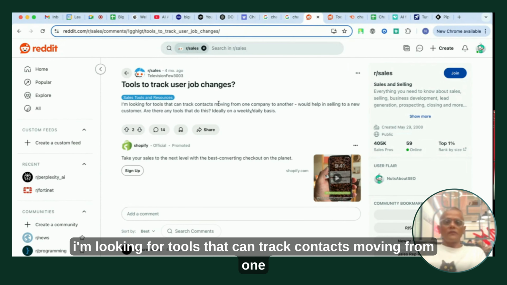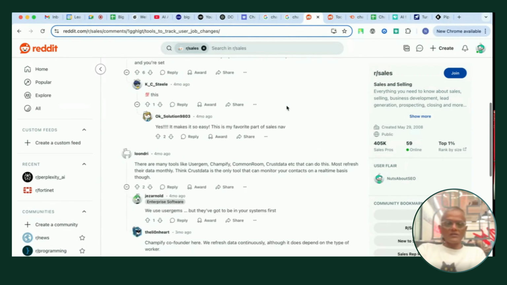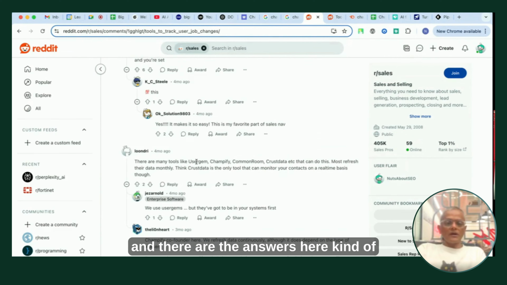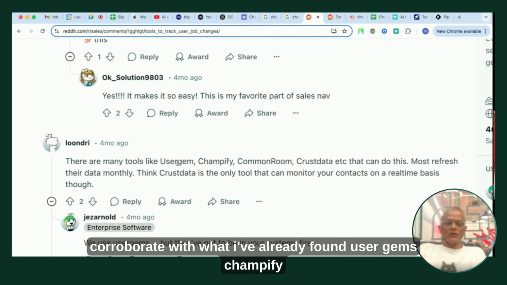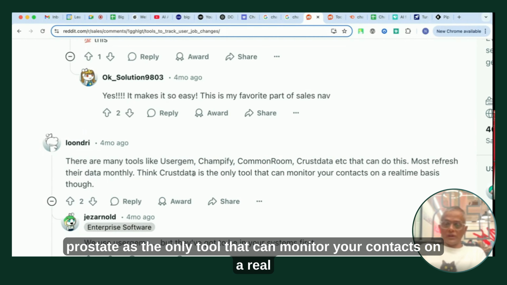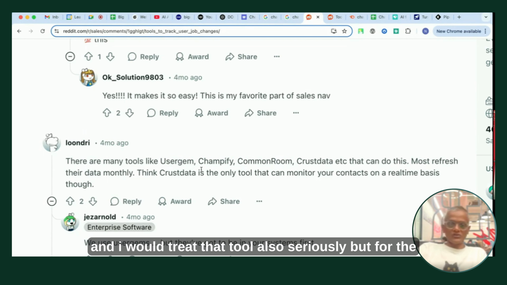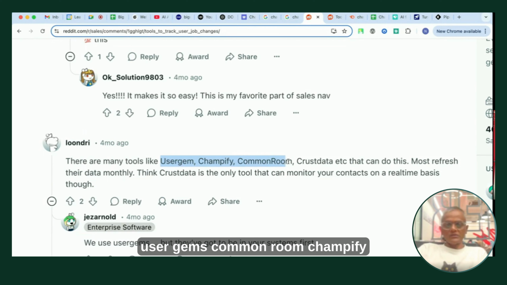So somebody's saying, I'm looking for tools that can track contacts moving from one company to another. Spot on. Let me find out what the answer is. And the answers here kind of corroborate with what I've already found: User Gems, Champify, Common Room. Interestingly, this person says Crust Data and goes on to say, I think Crust Data is the only tool that can monitor your contacts on a real-time basis though. So implicitly, there's a lot of trust on Reddit, and I would treat that tool also seriously. But for the purposes of this analysis, we have taken User Gems, Common Room, Champify, and Loan Scale.